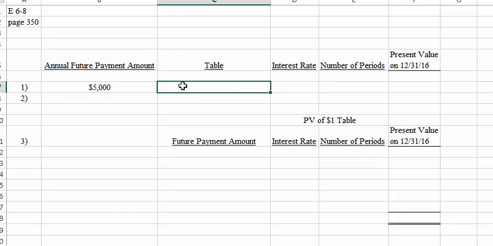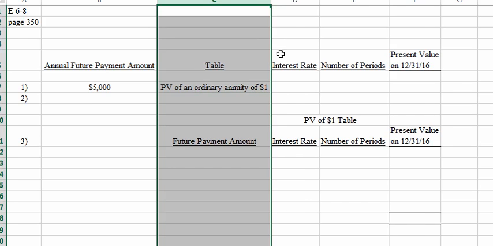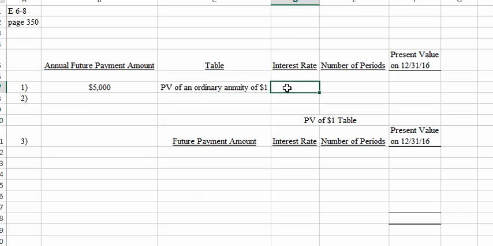Alright, now what table are we going to go to? Well, it's 5 years, and this first payment on number 1 is being received at the end of the first year. We're starting on December 31st, 2016. We're not going to receive the first $5,000 payment until 1 year later. If the payment's received at the end of the year, it's an ordinary annuity. So we go to the table present value of an ordinary annuity of $1. And that's in the appendix P in the back of your book.